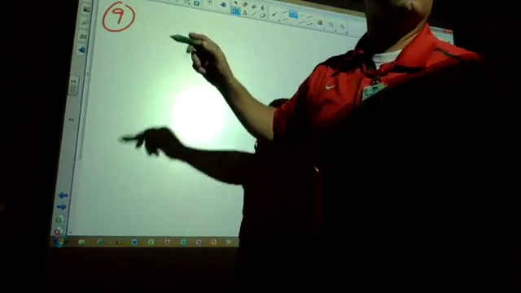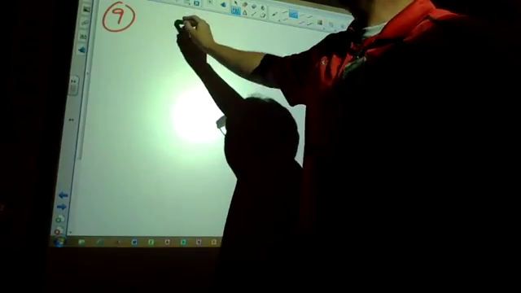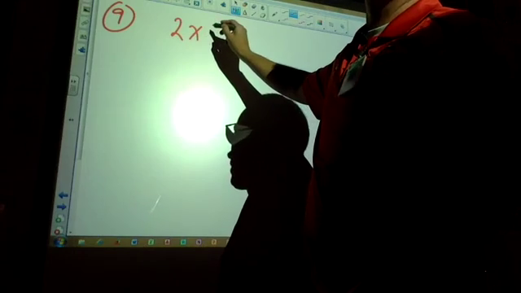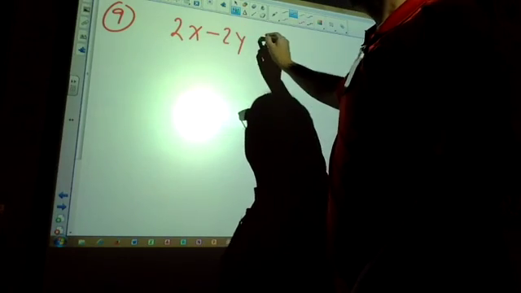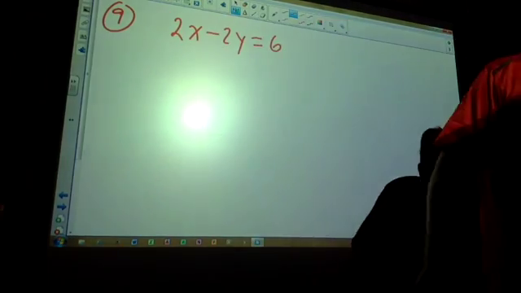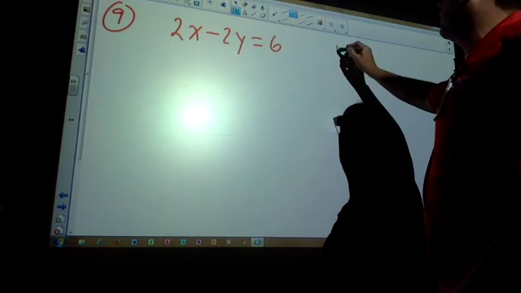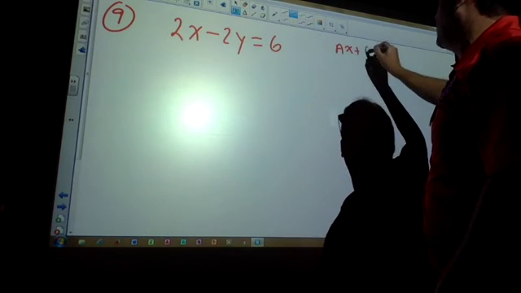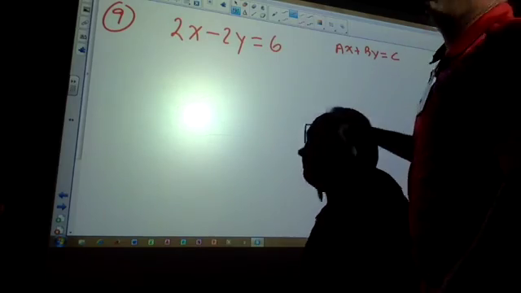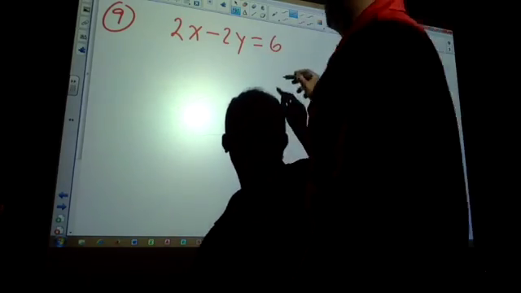What does number 9 say? 2x minus 2y equals 6. How do they want us to solve this? What does it say? Graph the following using the intercepts method. So ax plus by equals c. The intercept method means we're going to do the cover method. Ready?